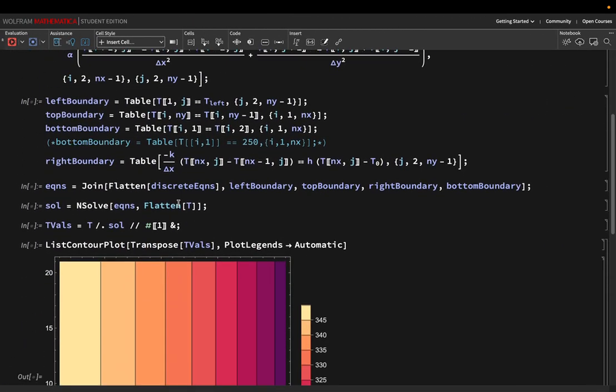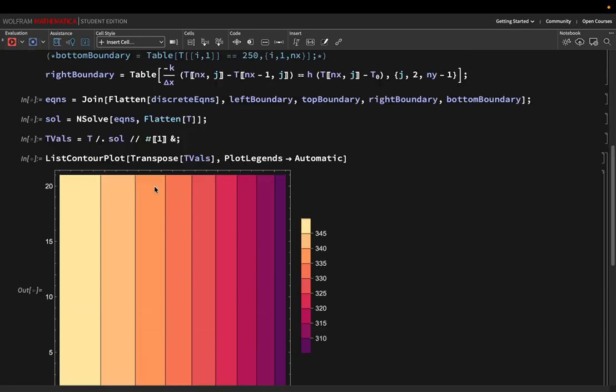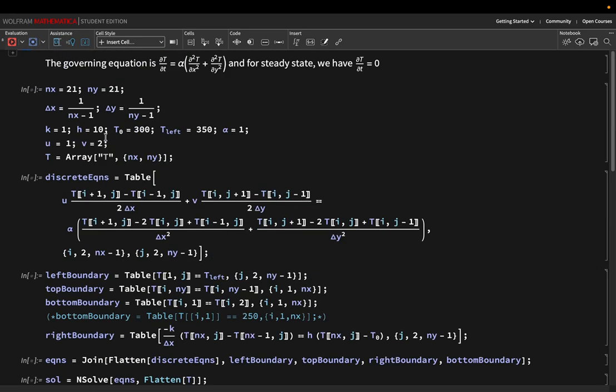So with this second order approximation, again, once you solve it, you would get the same solution as before when we are using U equal to 1 and V equal to 2. There shouldn't be any difference in the solution as such.